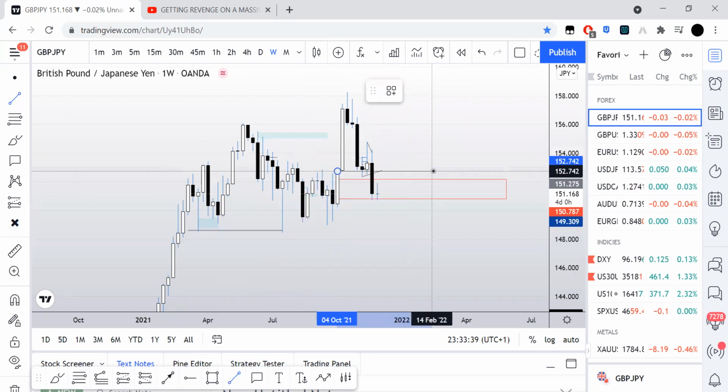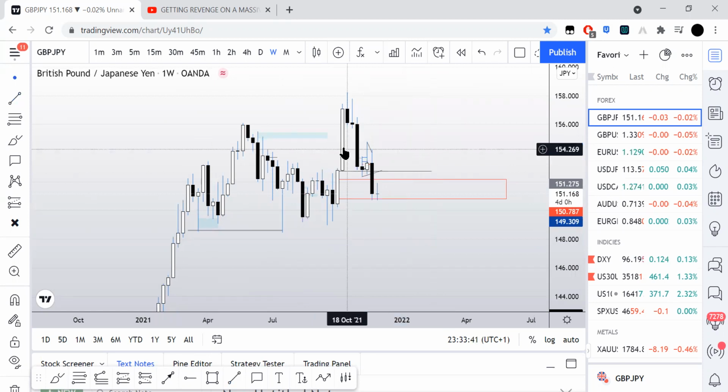You got the open here, and then you got the mean threshold of this order block. I'll sell above this high. Okay, if it gets above this high, I'll sell.